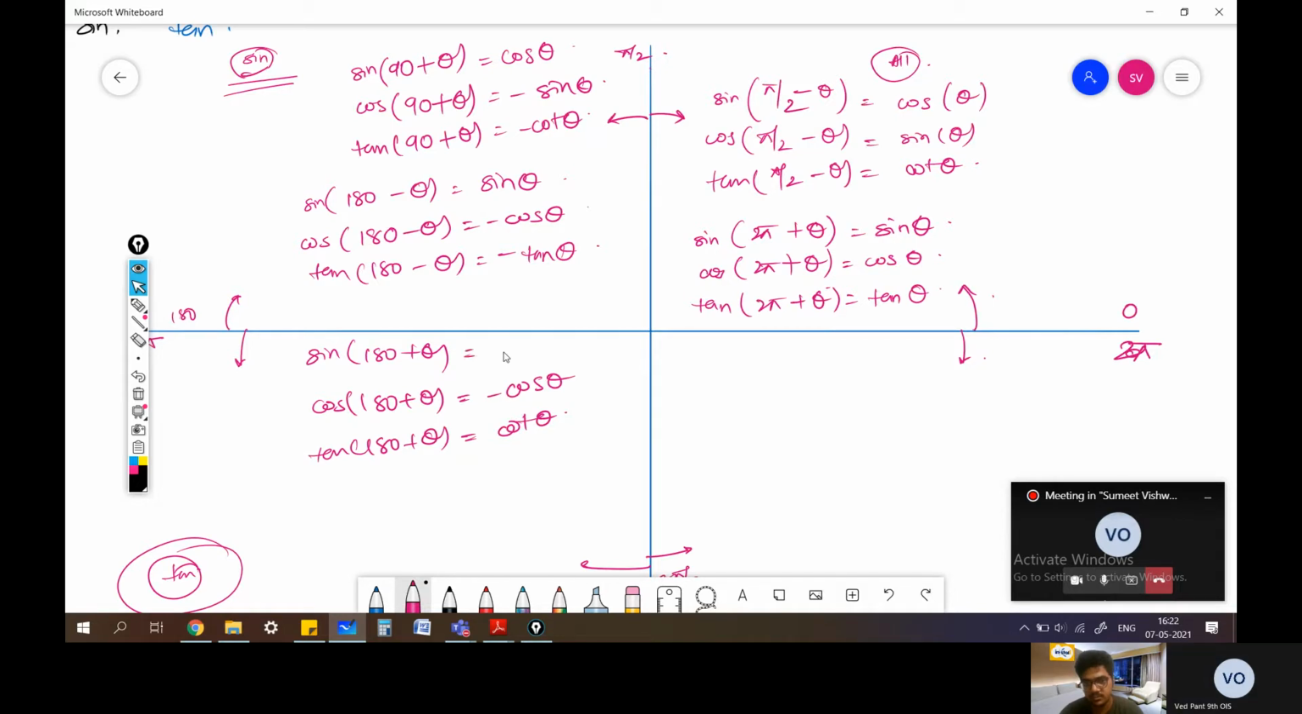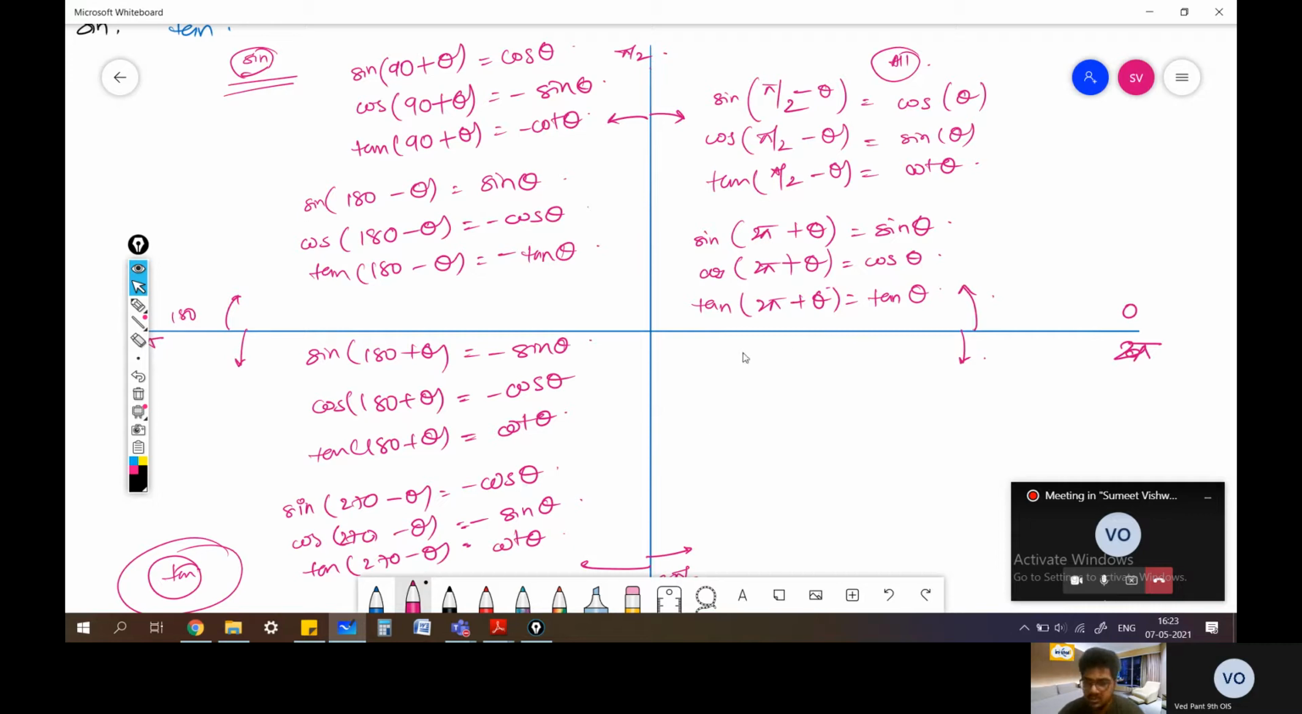Right. Now I'm jumping from this to this. That means sine 270 minus theta, cos 270 minus theta, tan 270 minus theta. That means this function will change. That means minus cos theta, minus sine theta, and positive cot theta. Why positive? Because tan will remain positive.